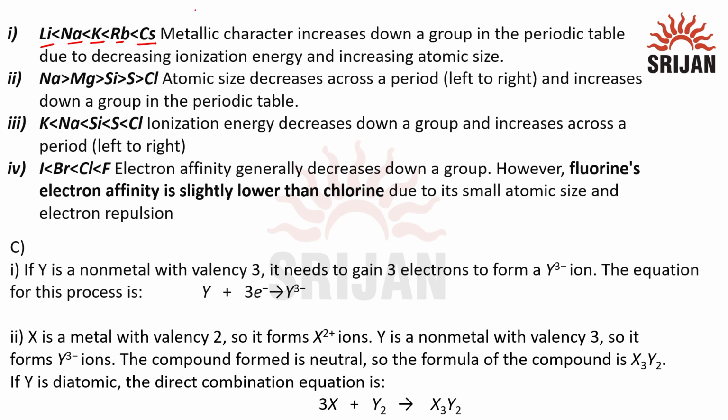It is because the metallic character increases down a group in the periodic table, as the ionization energy decreases and the atomic size increases. So this will be the answer of arrangement according to their increasing metallic character.